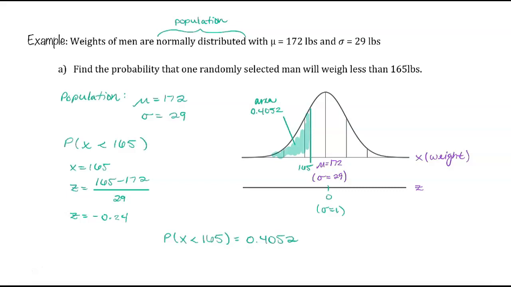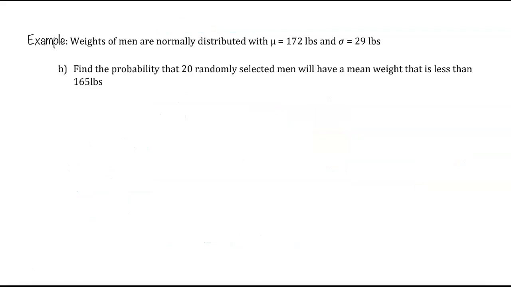Now let's look at a slightly different probability with this same situation. We'll find the probability that 20 randomly selected men will have a mean weight that is less than 165. In Part B, these 20 randomly selected men are a sample of size 20. And we want to find the probability of a sample of this size having an average or a mean that's less than 165. This is different than finding one man that weighs less than 165. But since we have a normally distributed population, we can use the central limit theorem to calculate this probability.